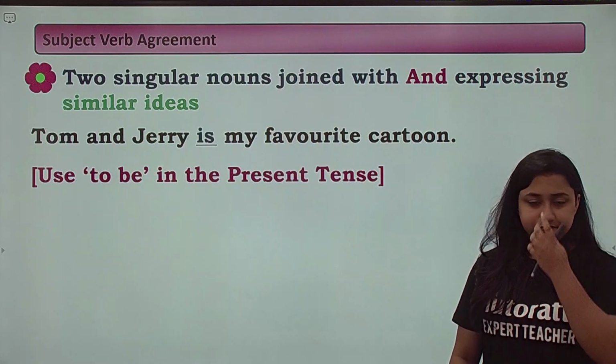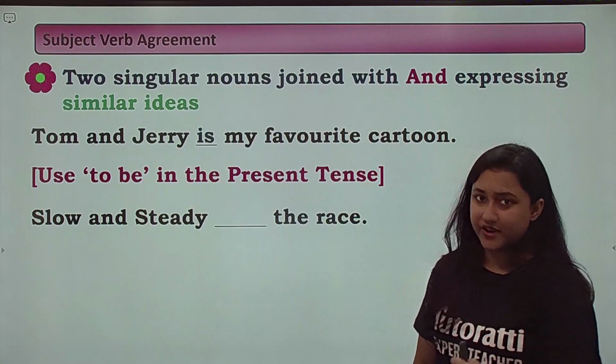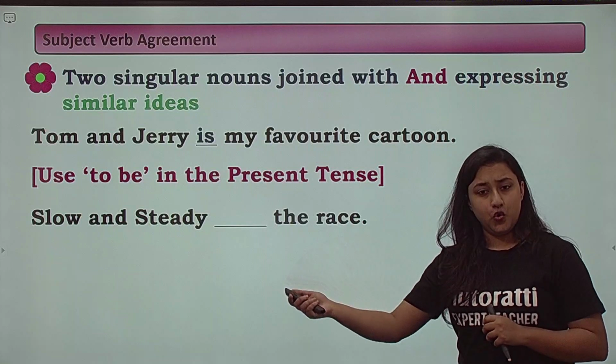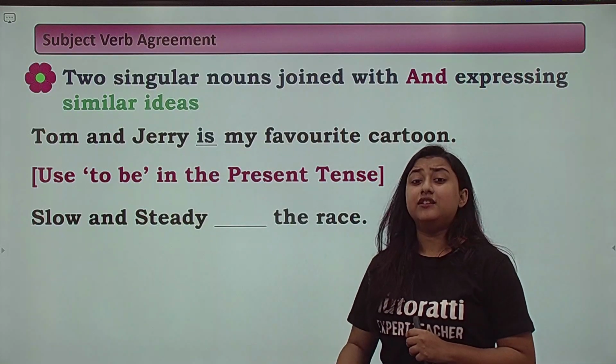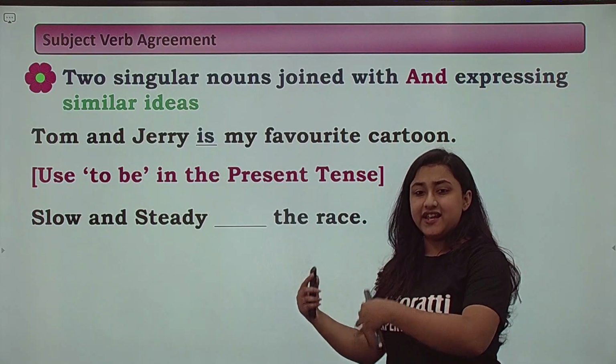Alright. Next one. Slow and steady dash the race. Now again, which are the two singular nouns? Slow, steady, right students? Slow, steady. Now you will say they are not different people. Yes, slow, steady are two qualities.